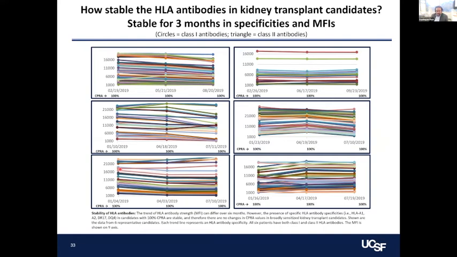So what it tells us is how often one has to screen for HLA antibodies when the patient is waiting for kidney transplantation. Maybe 3 months is good enough. That's what we are using in our center.